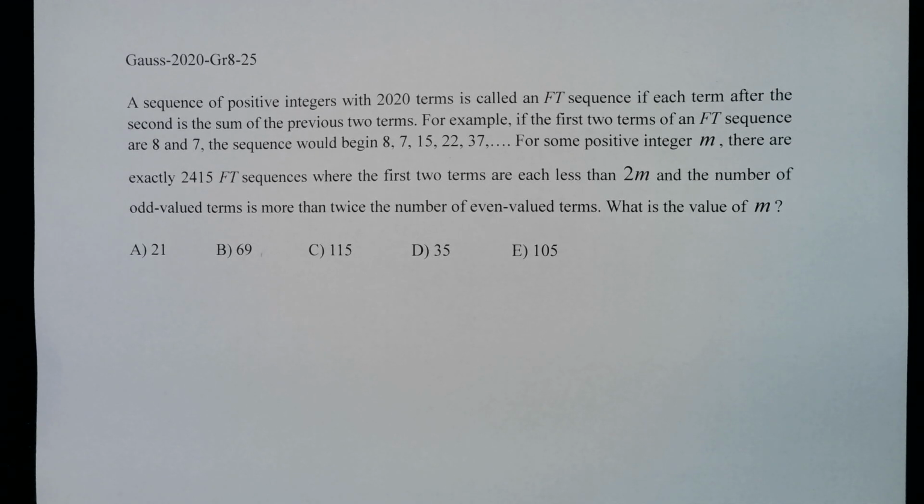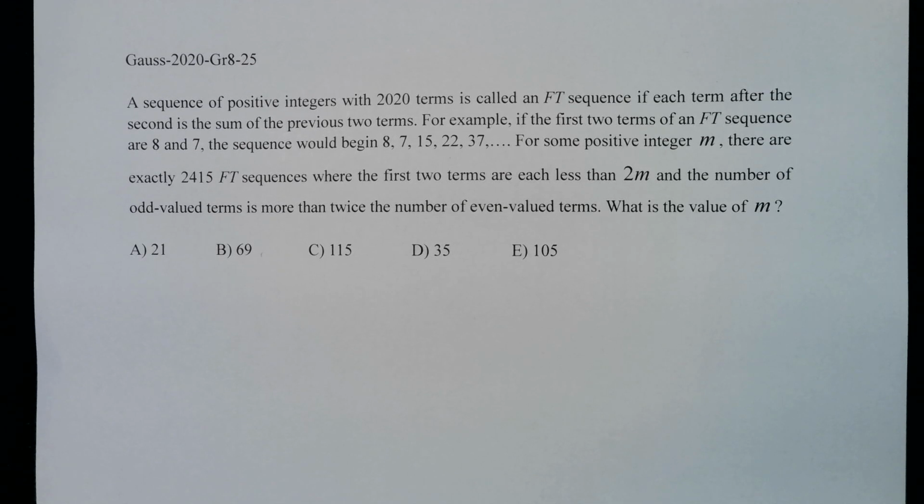The sequence of positive integers with 2020 terms is called an FT sequence if each term after the second is the sum of the previous two terms. For example, if the first two terms of an FT sequence are 8 and 7, the sequence would begin as 8, 7, 15, 22, and then 37, and so on.